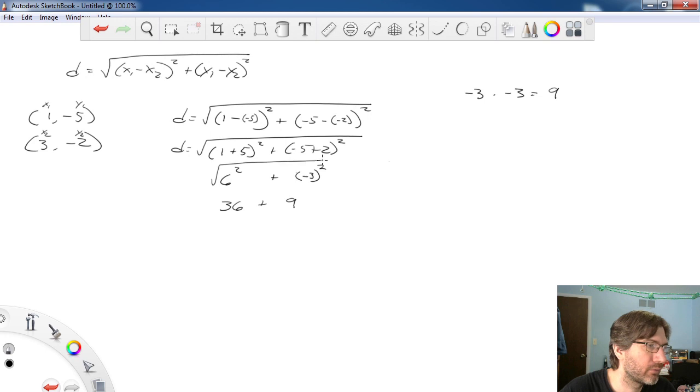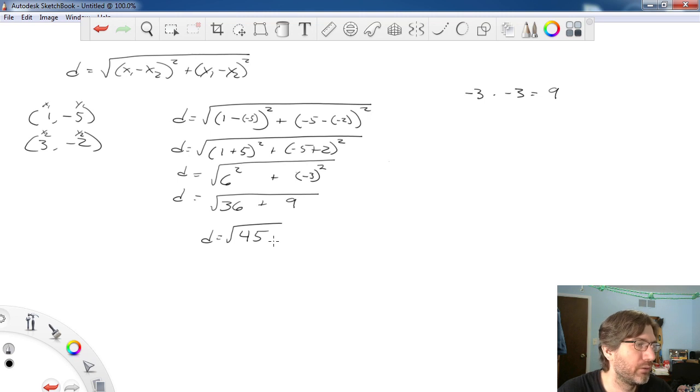And don't forget our radical. We are square rooting all of these, and we are just carrying down our distance. So 36 plus 9 is going to give you 45. So d equals the square root of 45.